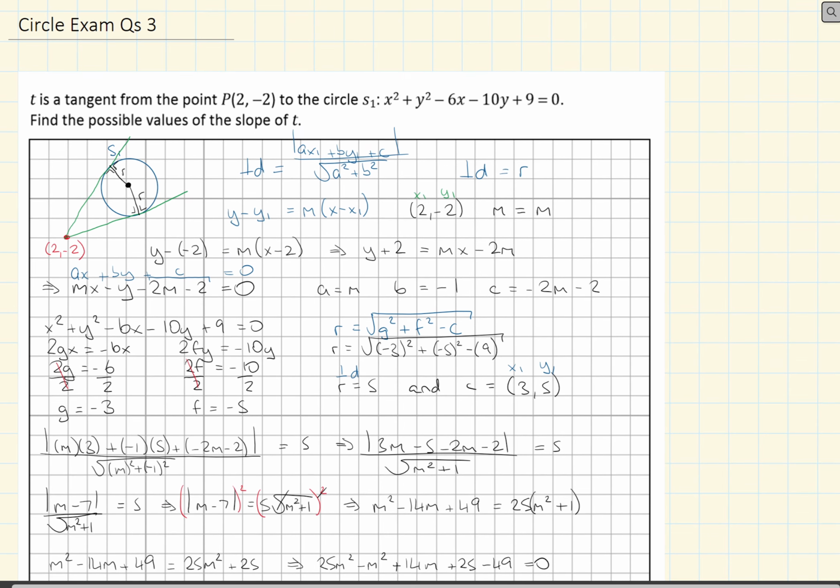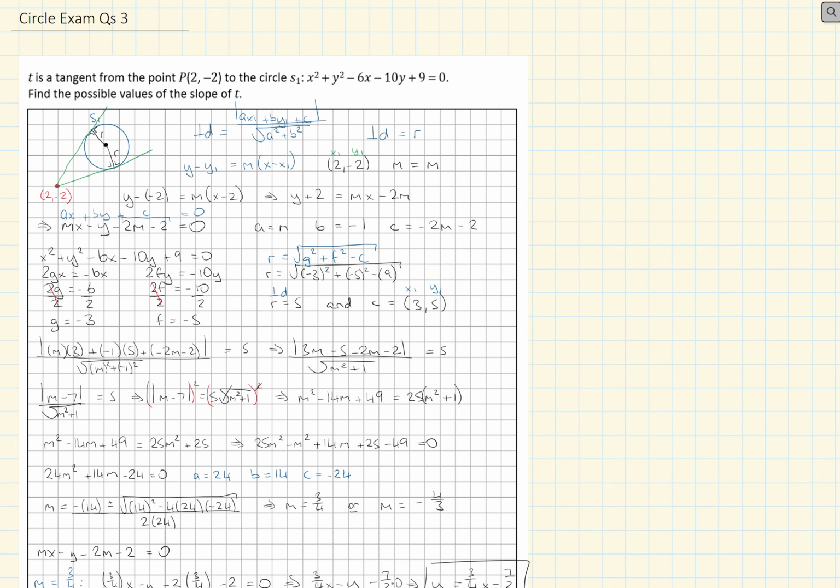Okay, so there's that question done. And I suppose the one thing maybe about this, they've told us it's a tangent from the point to the circle, find the possible values. Because they've said from the point, we know it's outside the circle. If they said t is a tangent maybe to the circle at the point 2, minus 2, then we'd have the point 2, minus 2 sitting on the circle. But because it says from the point, it means the point originates outside the circle. And that's that question done.